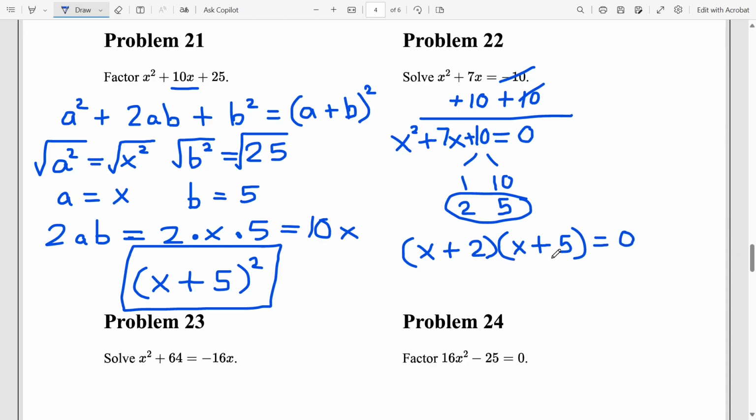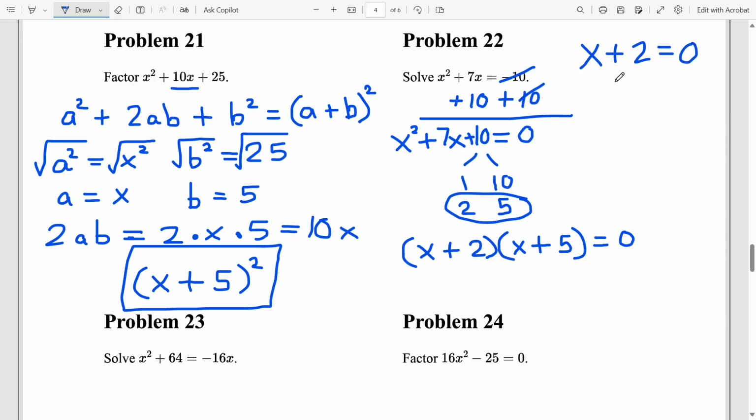Okay, but we want to solve. We don't want to just factor the left-hand side. So now, if I set one of the factors equal to 0, well, let's say I said x plus 2 equals 0. This is 0. Whatever this is, 0 times whatever x plus 5 is, will be 0. Now likewise, if x plus 5 equals 0, 0 times whatever x plus 2 is would equal 0. So we're going to have two solutions. One when x plus 2 equals 0.